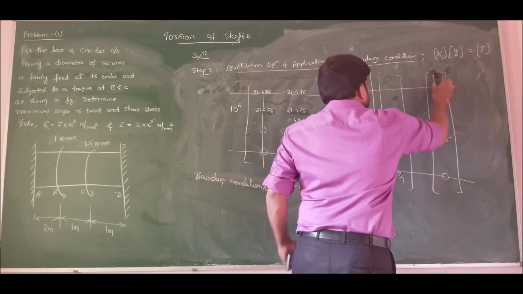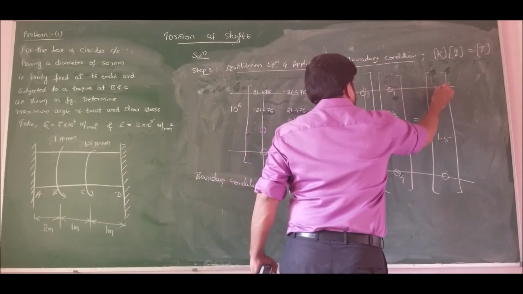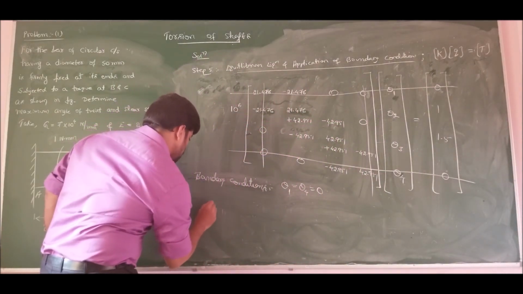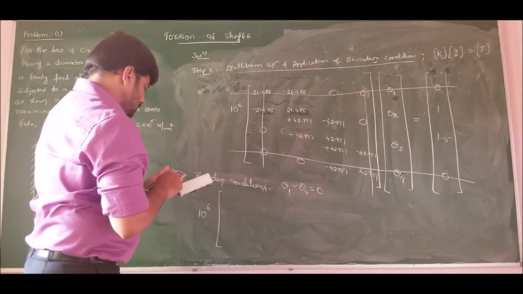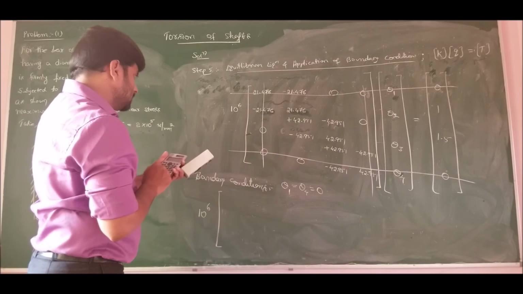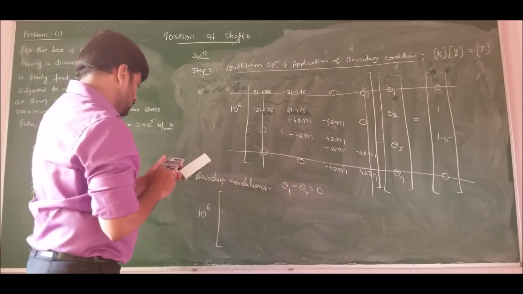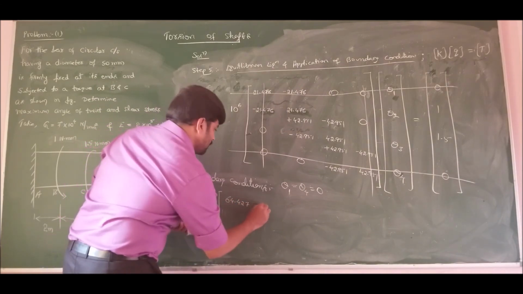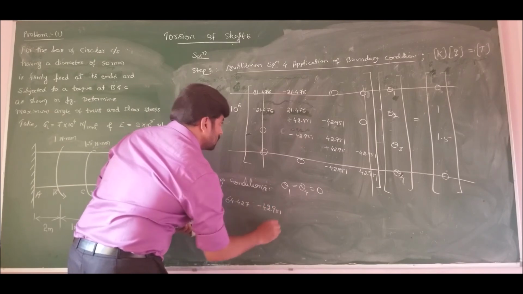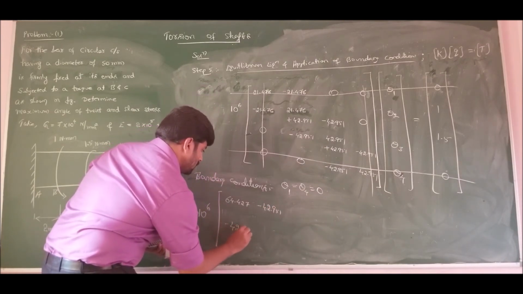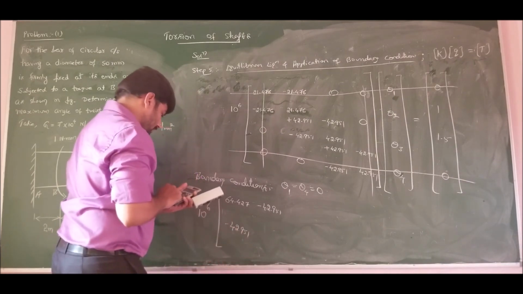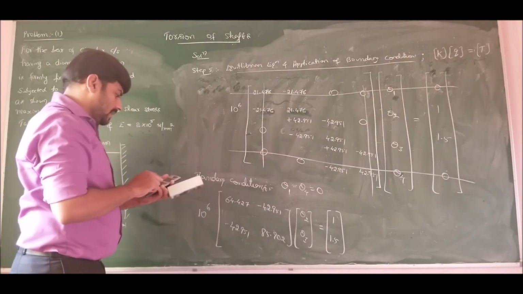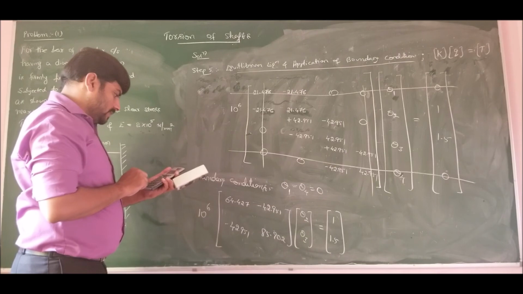Therefore, if I write the remaining matrix, I will get the matrix as 10 to the power of 6 into 21.476 plus 42.951, which gives us 64.427, minus 42.951, minus 42.951, and 42.951 into 2 is 85.902. I will get two equations with two unknowns.